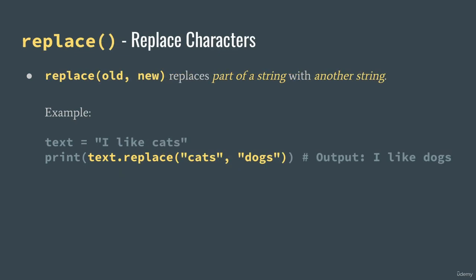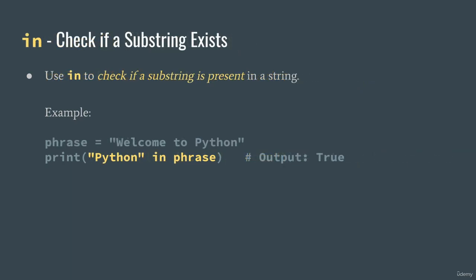The replace function allows you to replace part of a string with another string. You provide the part you want to replace and the new string you want to use. You can use the in keyword to check if a substring exists within a string. It returns true if the substring is found and false if it's not.